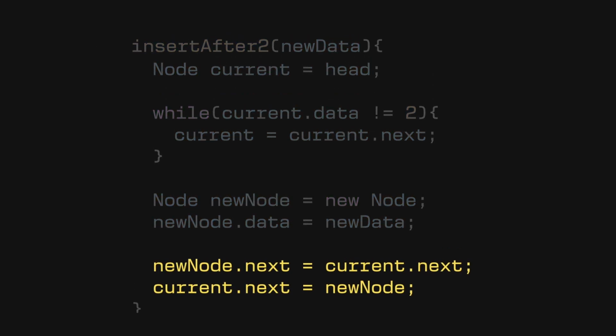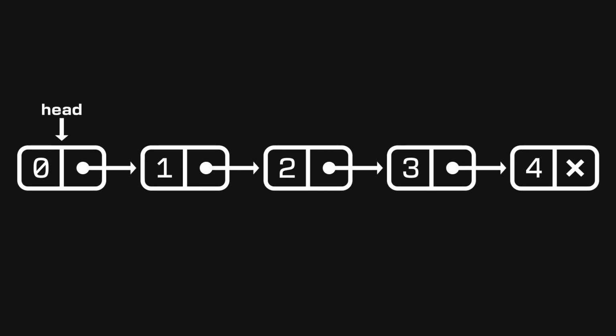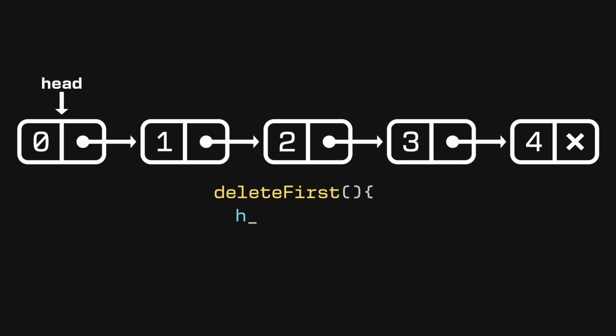Just like we can add nodes, we also should have a way to remove them. Luckily, deleting nodes is also pretty easy. If we're deleting the first node, it's as simple as moving the head pointer to its next node to skip over the first one.